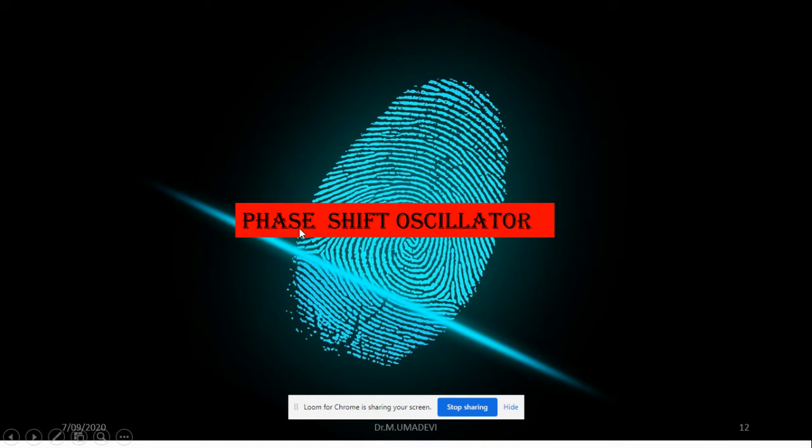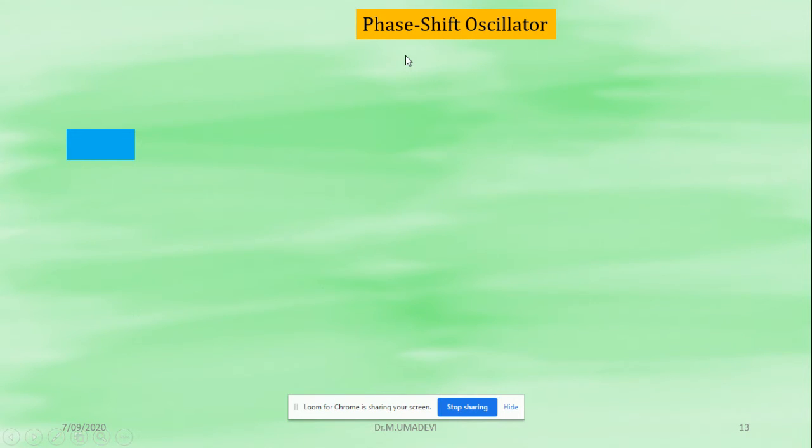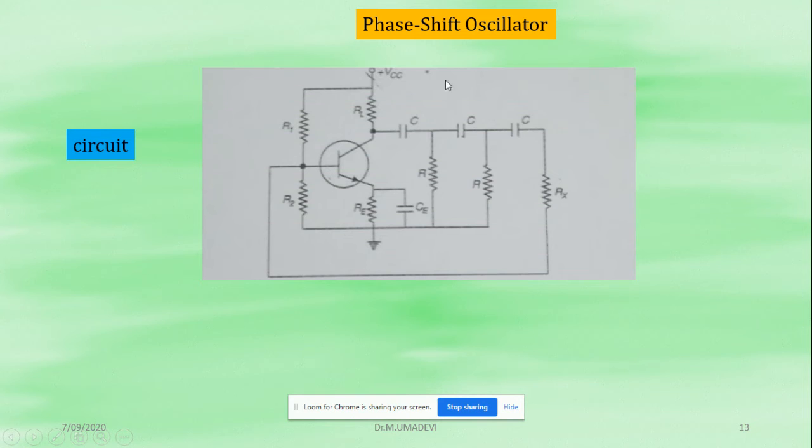So next I'll move to the phase shift oscillator. We'll see the circuit first. This is a phase shift oscillator. This is the NPN transistor, RE and CE, the emitter resistance and emitter capacitance, and this is the RC network. R1, R2 give the potential divider for the base. RC is the collector resistance, or RL is the load resistance. VCC is the power supply.